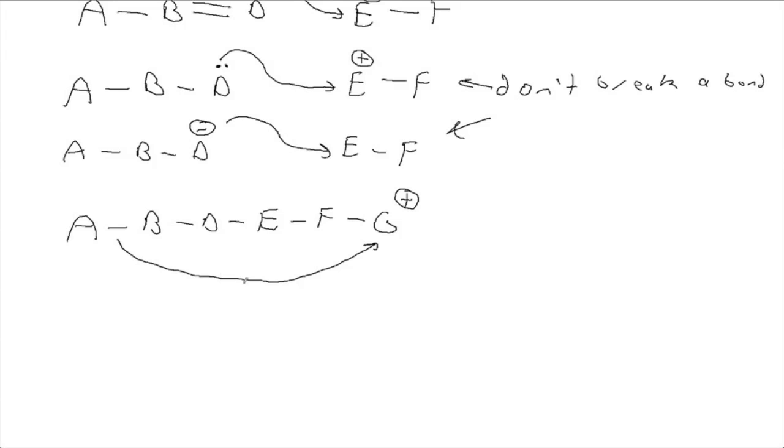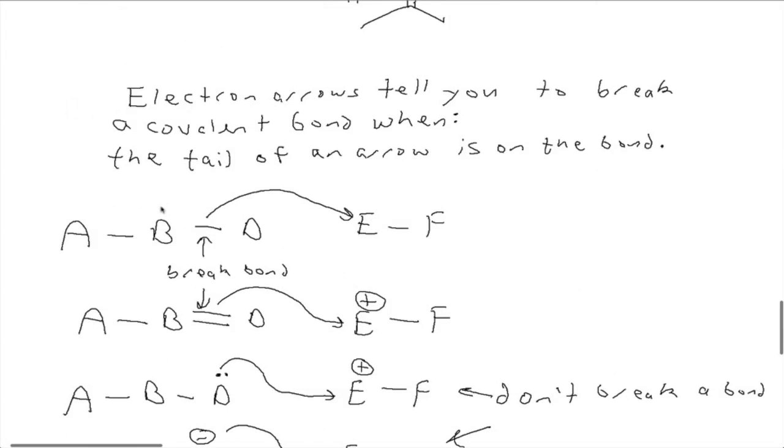Does this arrow tell us to break a bond? Yes, it does, between the A and B atoms. Now notice this is a little bit more complicated example because this is another intramolecular reaction, but it doesn't really make any difference. The rules for the arrows are the same for inter and intramolecular reactions, so we can still use the same rule. This tells us to break a bond. Okay, that was a pretty simple rule, so I think we have that down.